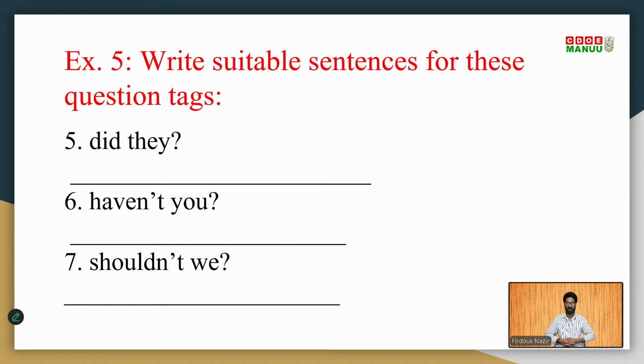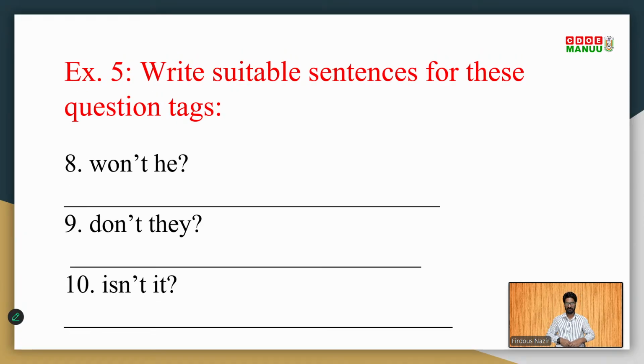Then we have shouldn't we? We have to make a statement using we and should. We should respect our teachers, shouldn't we? We should help poor people, shouldn't we? We should learn with interest, shouldn't we? This is how it will go on.